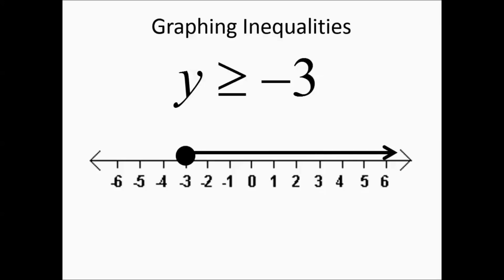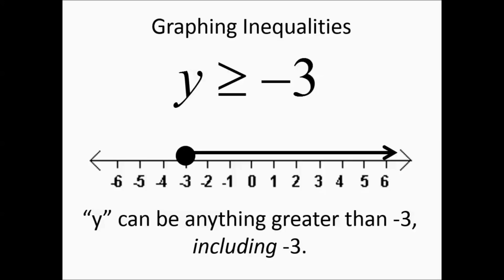Now one thing that's pretty cool, this only works when the variable's on the left side, but the inequality sign, you could think of it as part of the arrowhead, so it's going to the right. So that's just one trick you can use. Y can be anything greater than -3, including -3, so the target is allowed.